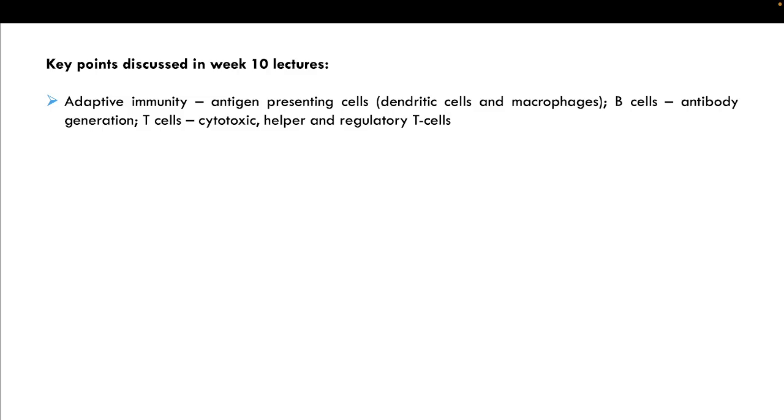Then we talked about the cells of adaptive immunity, which are your B cells, responsible for antibody generation. And then you have a host of T cells, which could be cytotoxic T cells, helper T cells, or regulatory T cells. So this was all about the cells of the immunity and how there's an interplay between the innate and adaptive immunity.